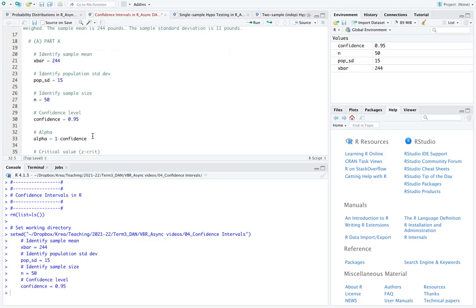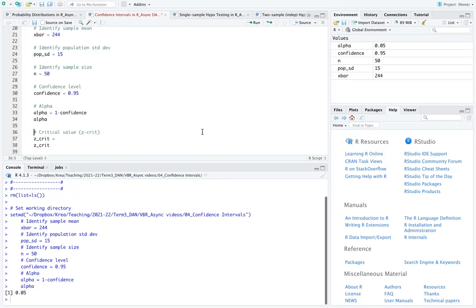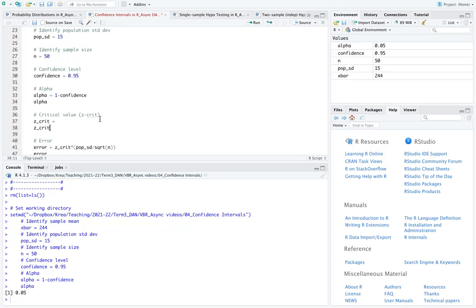And therefore, alpha is 1 minus the confidence level, so alpha is going to be 0.05. We can check if that is indeed the case. If I put in alpha, alpha is 0.05. Good. Now the next thing is we're going to find out the critical value.